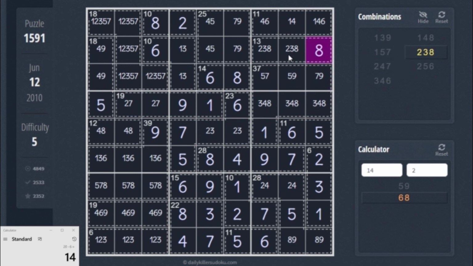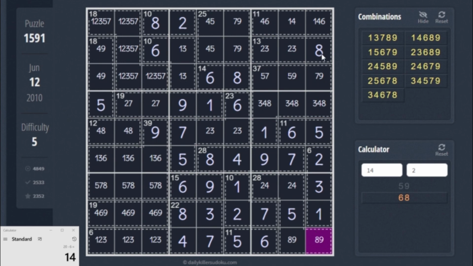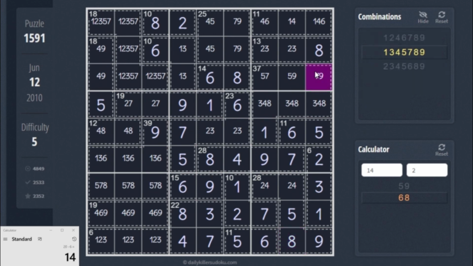2, 3, 8. So we got 8, so we can remove 8 from here. So we already got 8, big 8 here, so we remove 8 from this candidate. So what else? We got 9, so we remove 9. We got 7, 7, 5. What else we can do here? So we already have 1, 4. We already have 3. We already have 8, so we can remove 4 from this section.